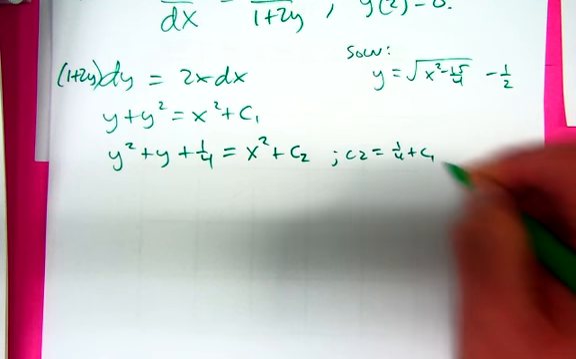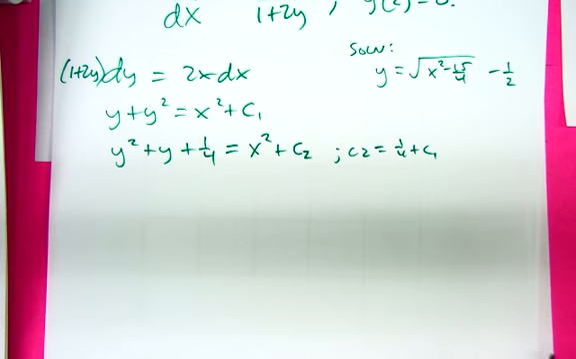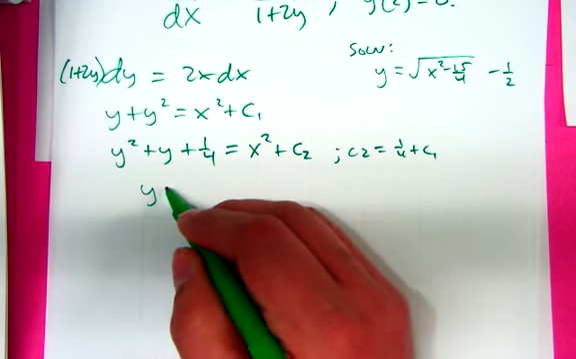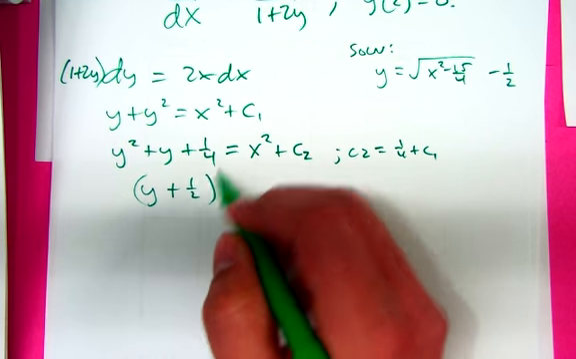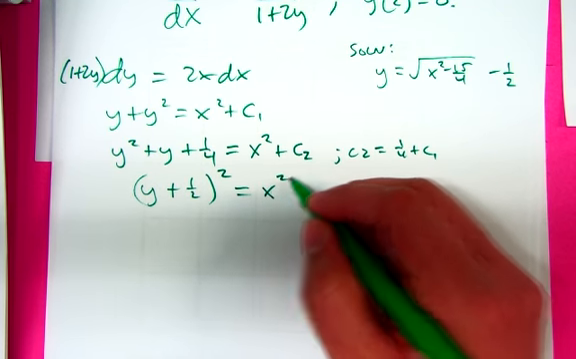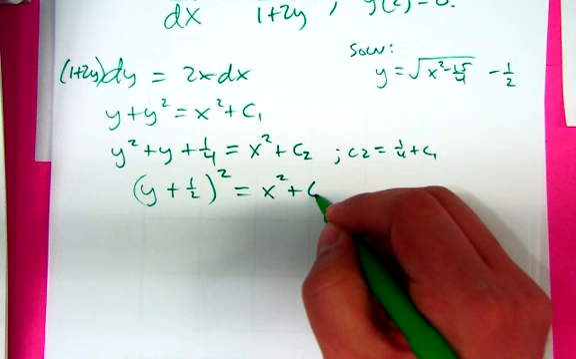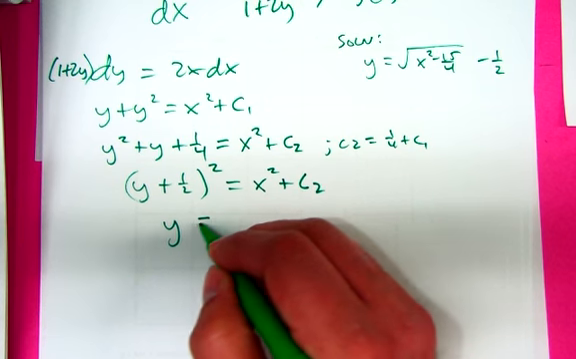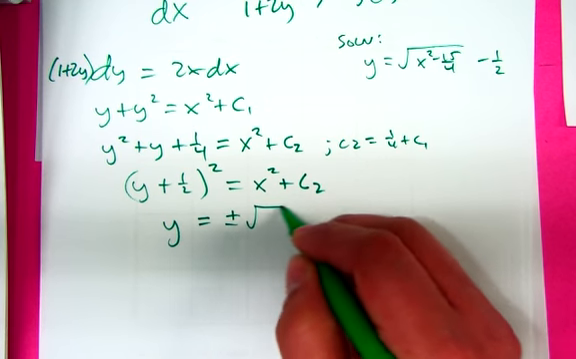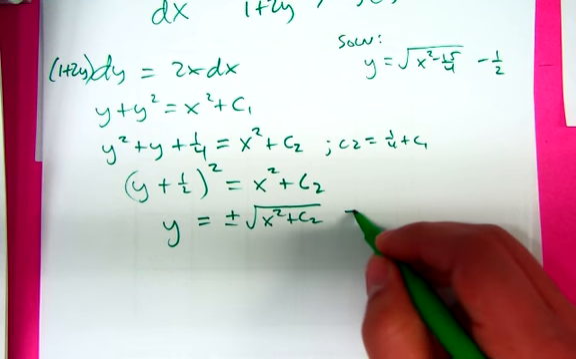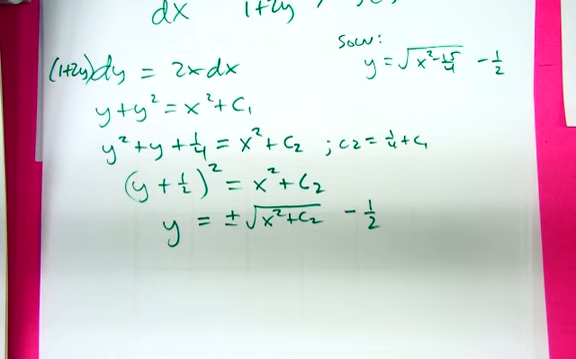I see. And now this factors as y plus 1 half squared. So you just have to add 1 quarter to all the... Mm-hmm. Equals x squared plus c2. Take the square root. You get plus or minus the square root of x squared plus c2, and then you'd have to subtract the 1 half.